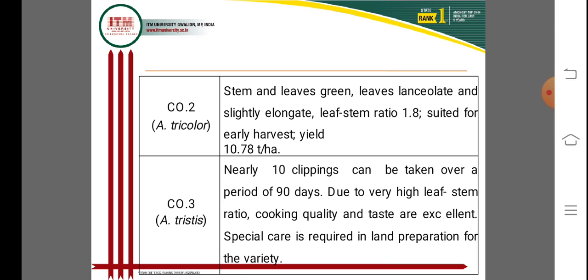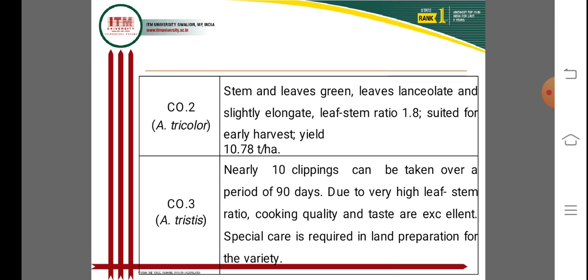So there are different varieties suitable for different conditions, with different characters and different yield quantities. These different characters are very important.